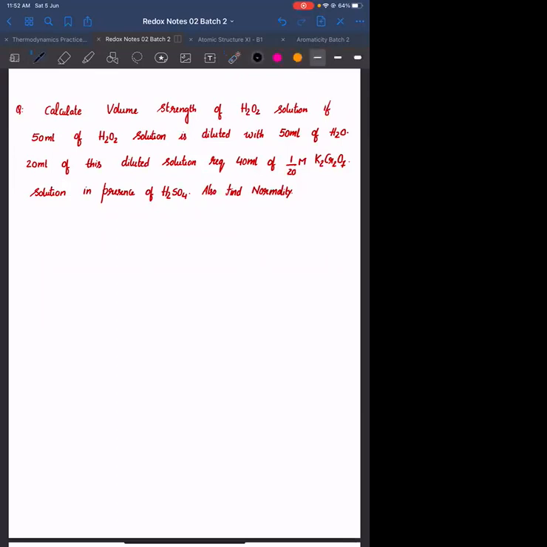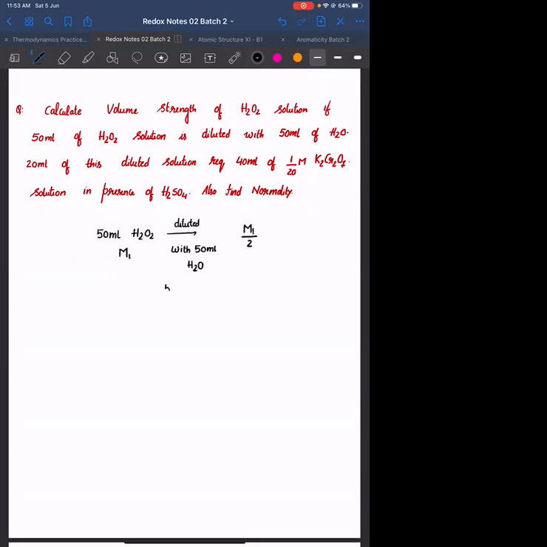Shall we discuss? Initially, you are having 50 ml H2O2 solution. Suppose its molarity is M1. I am diluting this with another 50 ml water. What will happen to its molarity? The volume has doubled now, right? What will the molarity become? Molarity will become M1/2. Agreed?